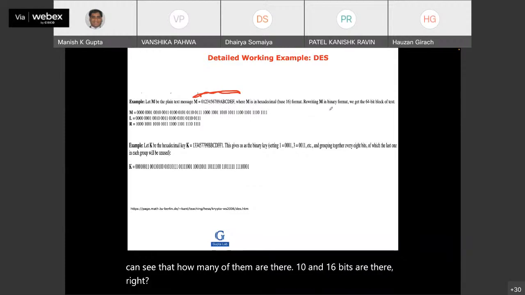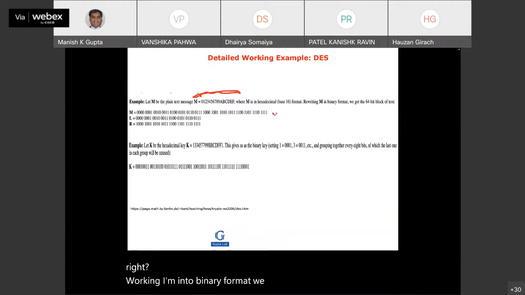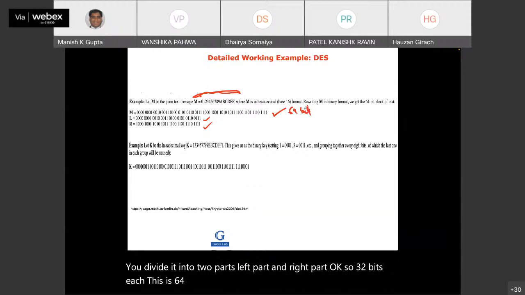Writing M into binary format, we get a 64-bit block. This is capital M. Then you divide it into two parts, left part and right part, 32 bits each. This is 64 bits, and this is 32 bits, left and right.